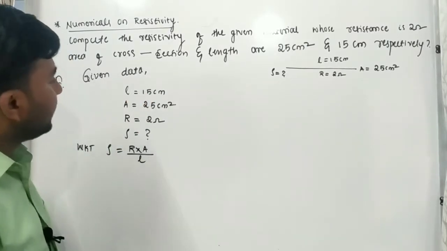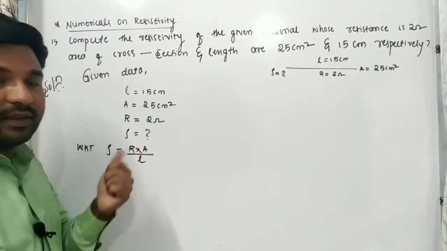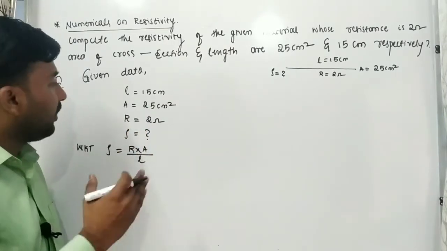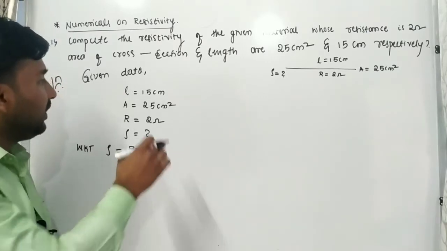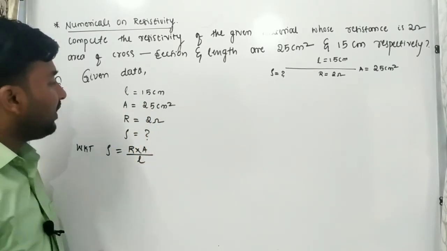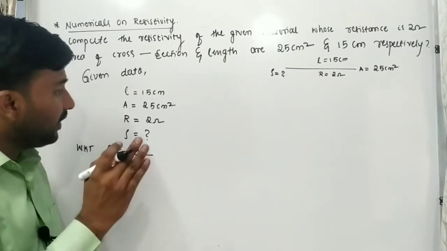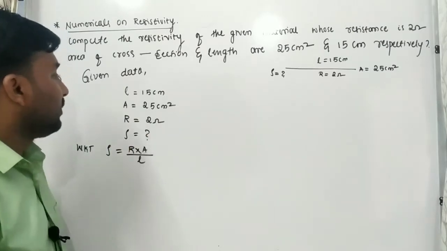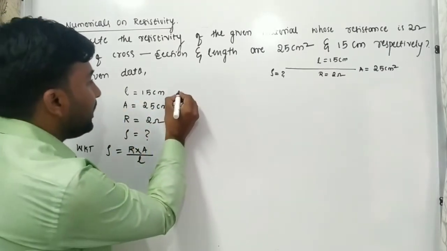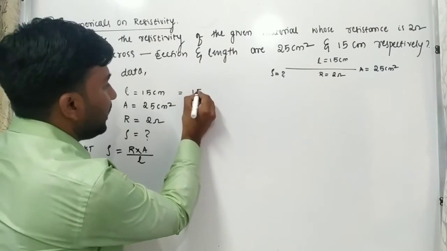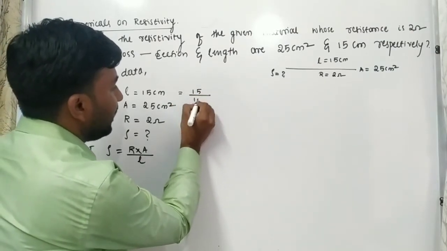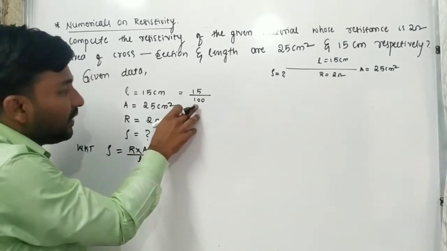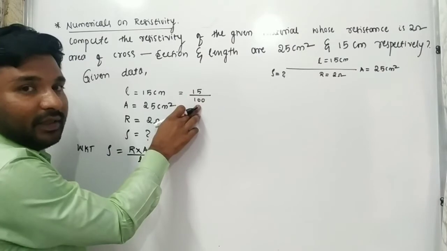Check out the values. The length is given in centimeter, area of cross section is given in centimeter square, but according to the SI unit, length should be in meter and area of cross section should be in meter square. So convert into the meter and square meter here. So length should be in meter. So 15 divided by 100, because in order to convert, what is the method? We need to divide that number by the 100.